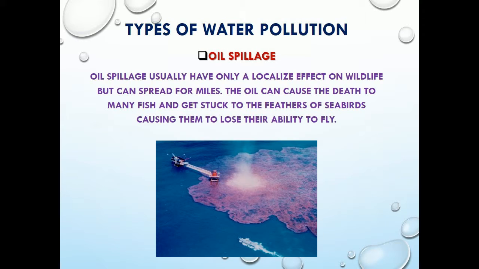Oil spillage. Oil spillage usually has only a localized effect on wildlife but can spread for miles. The oil can cause the death of many fish and get stuck to the feathers of seabirds, causing them to lose their ability to fly.